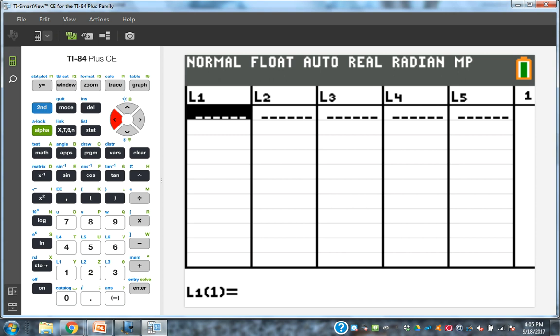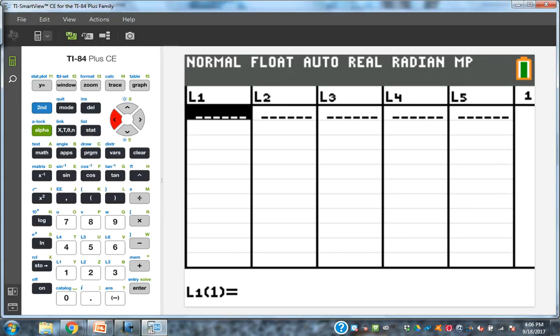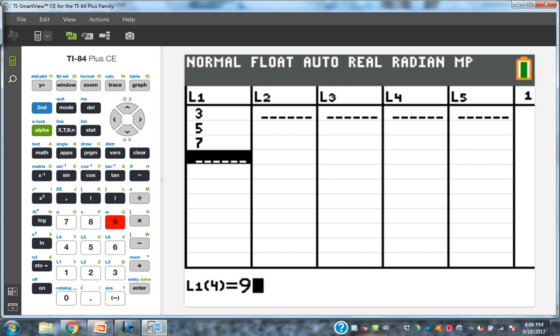So list 1 is going to be our X values. So input X values in L1. Okay. So 3, 5, it's the odd numbers from 3 to 13. 3, 5, 7, 9, 11. So I type the number and then hit enter and it puts it in there.